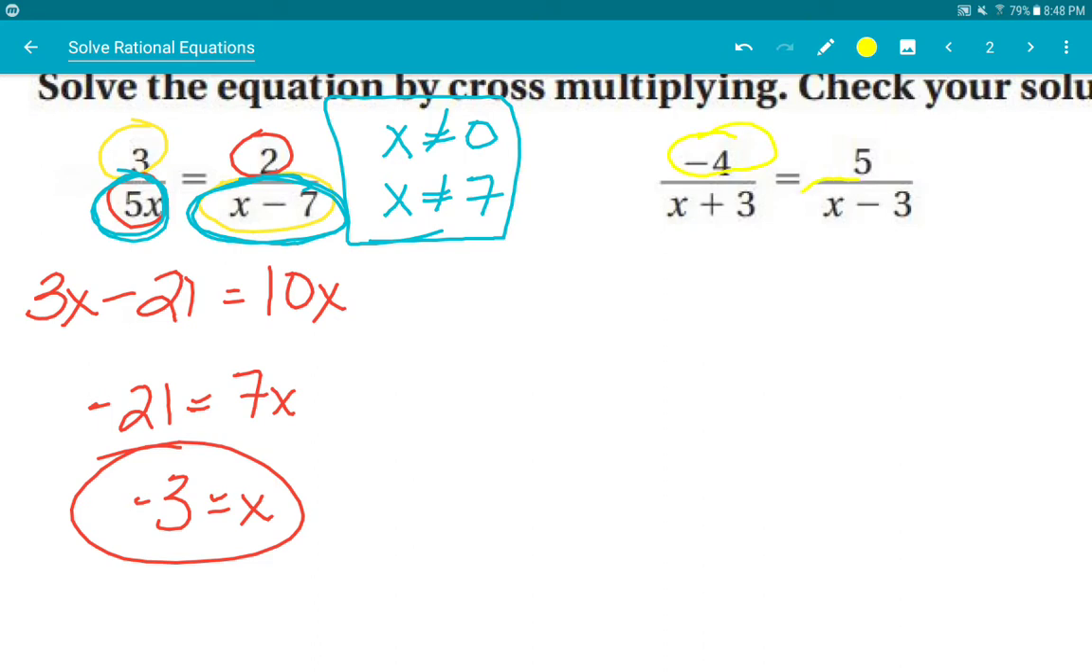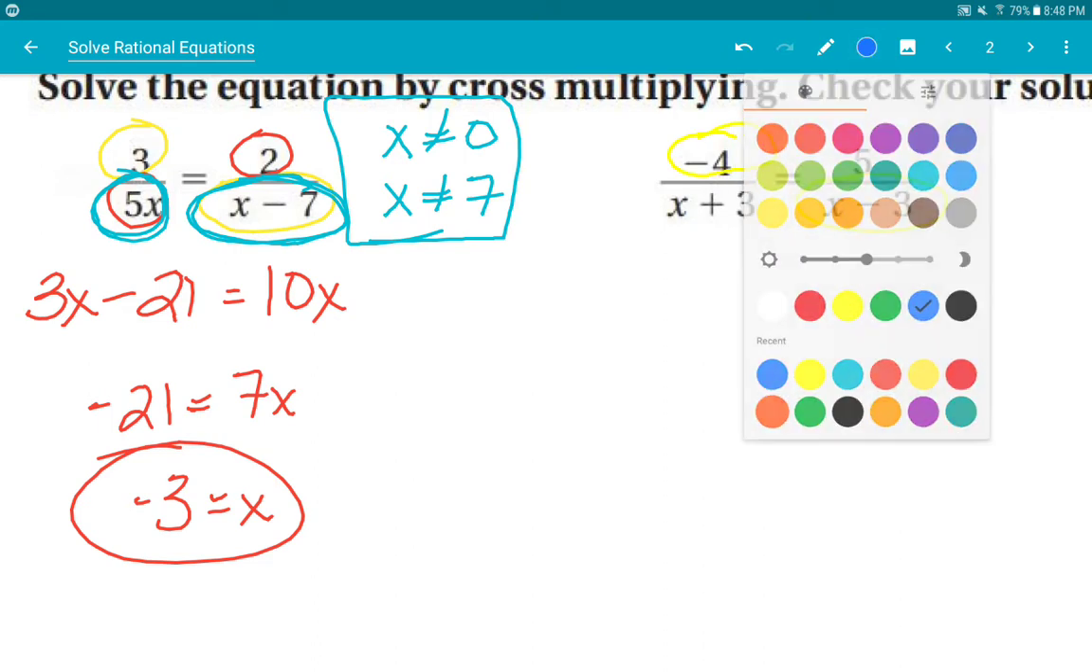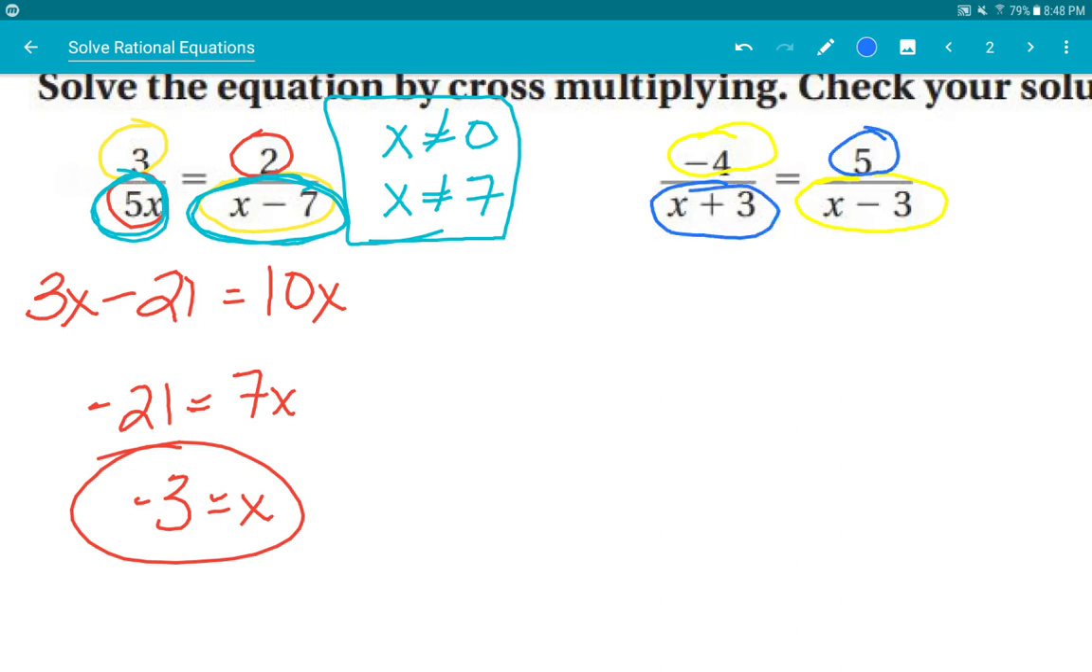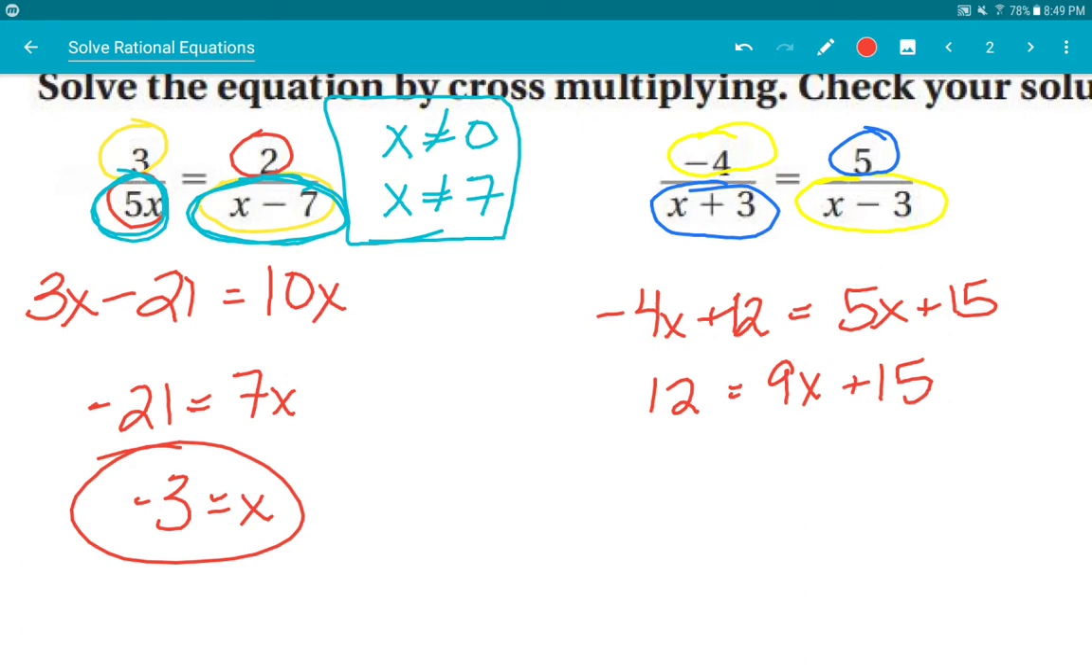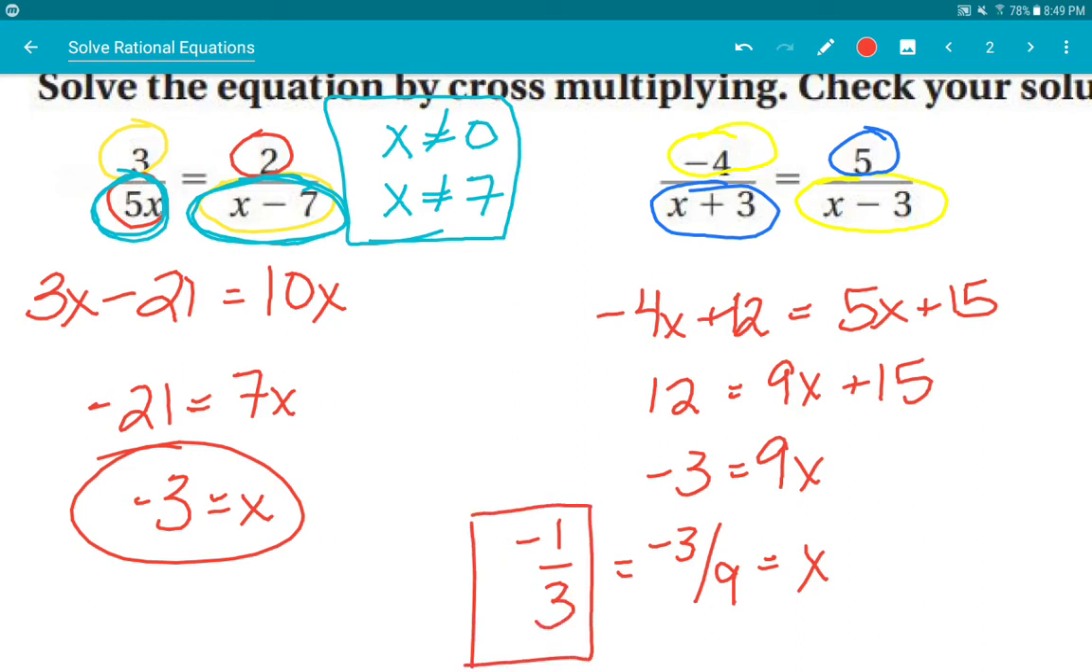Again, we're going to cross multiply negative 4 times x minus 3, and we're also going to cross multiply x plus 3 and 5. All right, so that's going to give me negative 4x plus 12 equals 5x plus 15. Okay, so we're going to get 12 equals 9x plus 15. Negative 3 equals 9x. Negative 3 over 9 is equal to x. And that's going to just simplify to negative 1 over 3.